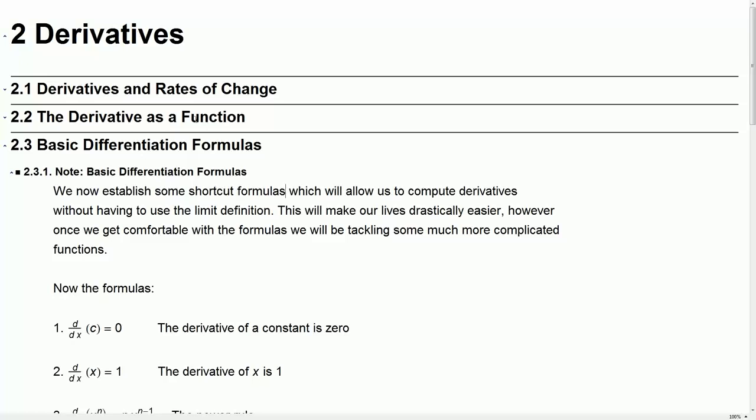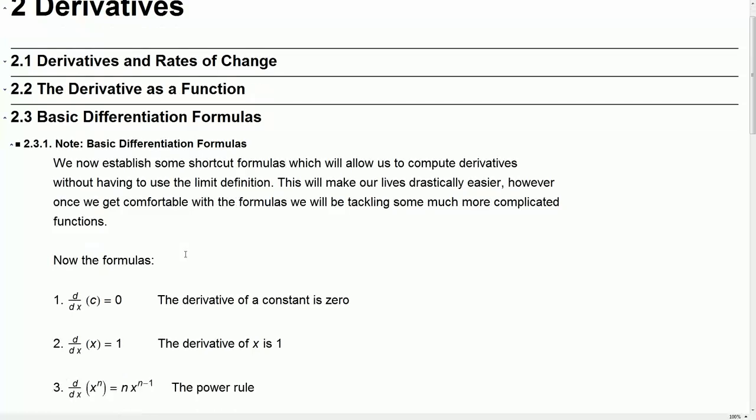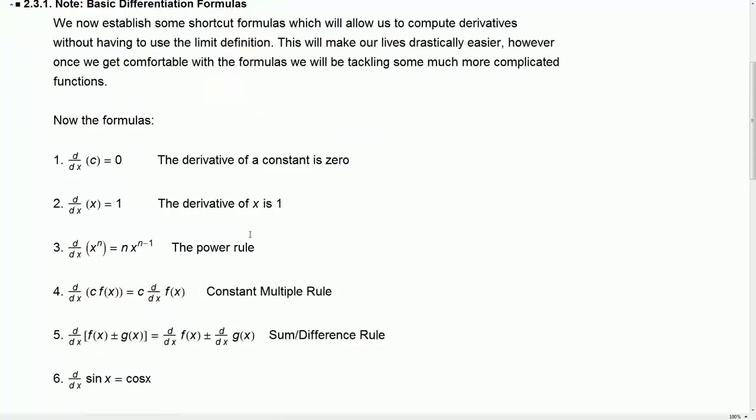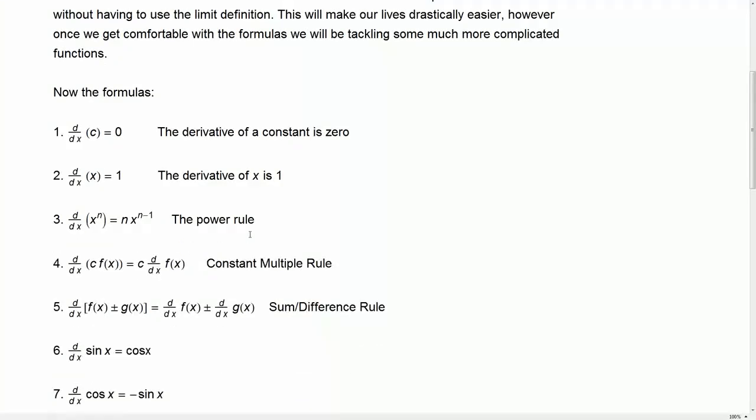So we saw before that to figure out what the derivative of a function was, we had to take a limit, and there were two different formulas that we could use. Now our life will become drastically easier because we will have these shortcut rules, but that will mean later on we'll be taking the derivatives of some much more complicated functions. So here are the basic differentiation formulas.